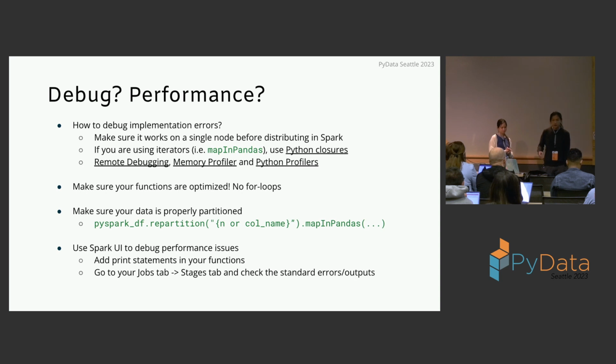Make sure your functions are optimized. Don't excessively use for loops. There are many other techniques, for instance, vectorization by leveraging NumPy. So it's better not to use a lot of for loops. Make sure your data is properly partitioned. PySpark itself provides a lot of partitioning APIs, for instance, repartition. So make sure you have enough partitions so it can be distributed and then executed in a parallel manner. Use your Spark UI to debug performance issues. Add print, and go to the job tab and stage tab and check the standard input, standard output, and errors.